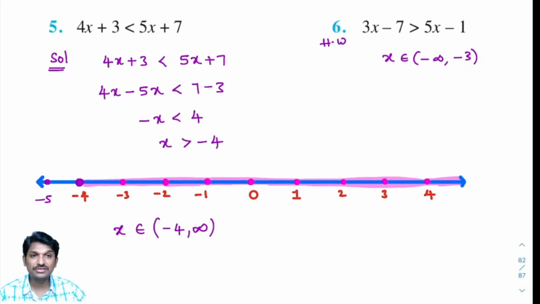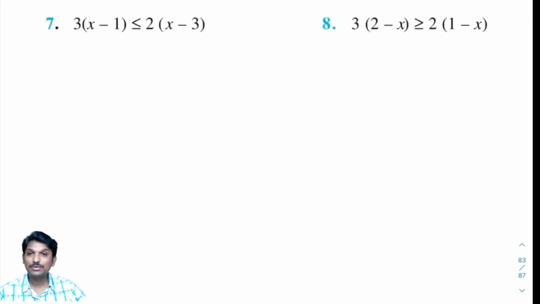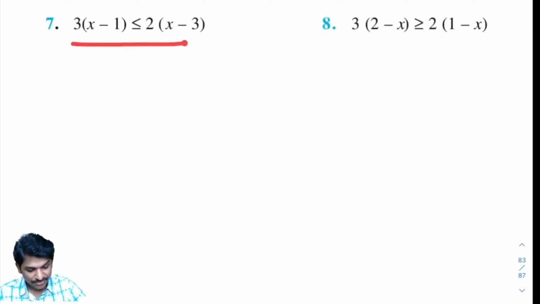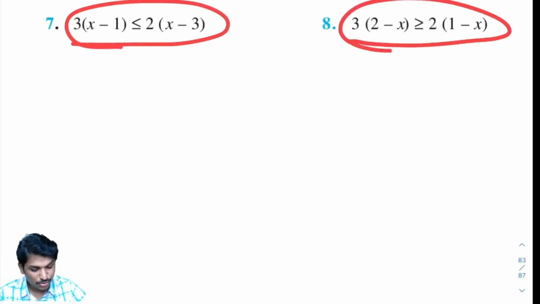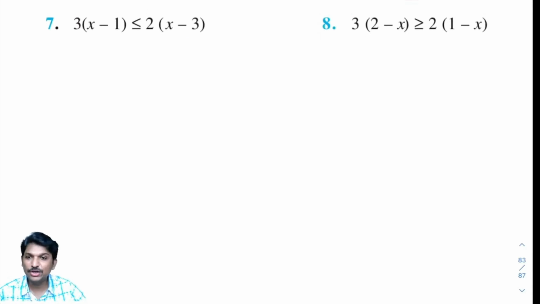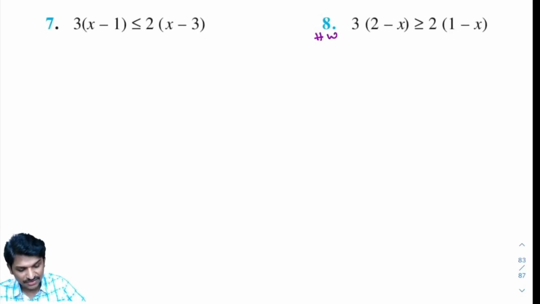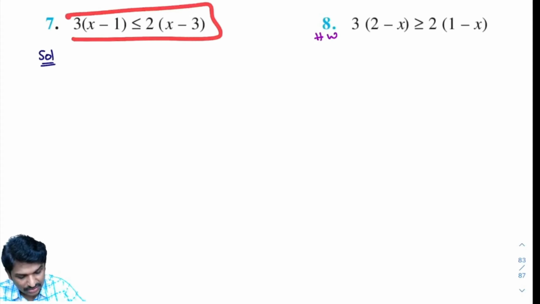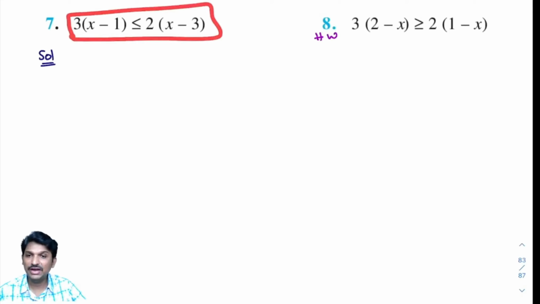Now we'll move to seventh problem. Seventh problem, eighth problem. You observe seventh problem, eighth problem, almost a similar type. Okay, I do one problem, you do the other problem. Eighth problem you need to do. I'll write the answer after completion of the seventh problem. Okay, seventh problem. How to solve? What is the point here? We need to solve this inequality. We need to find real x values which satisfy this inequality.